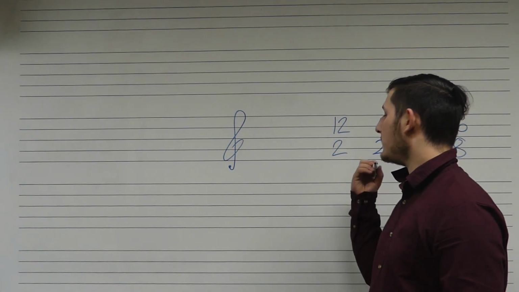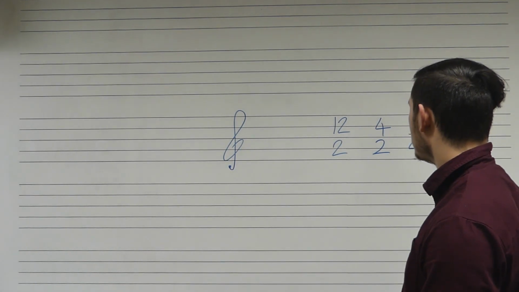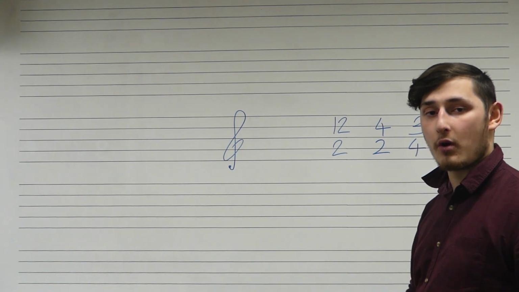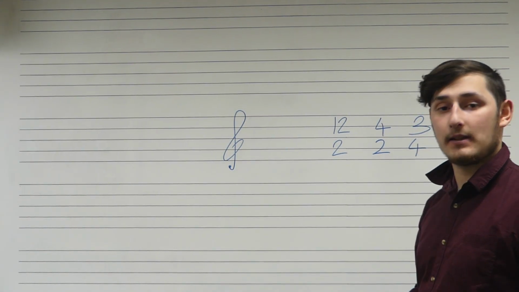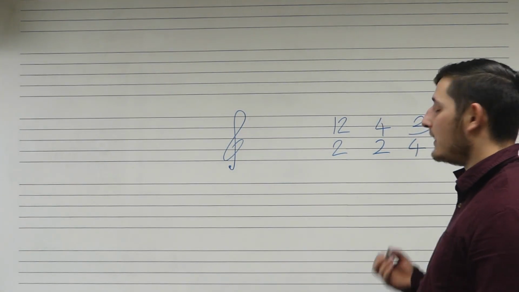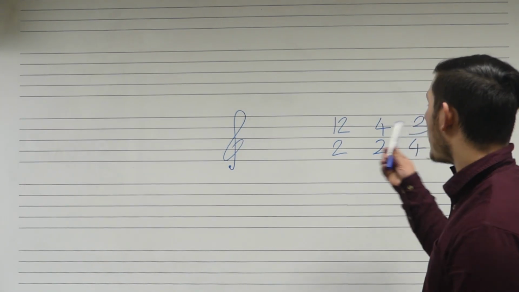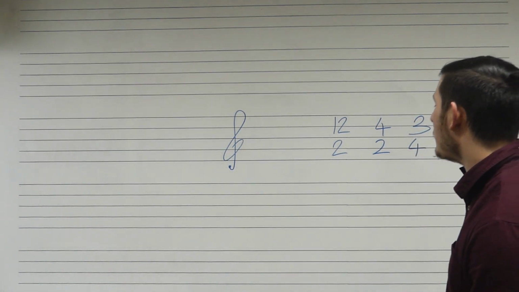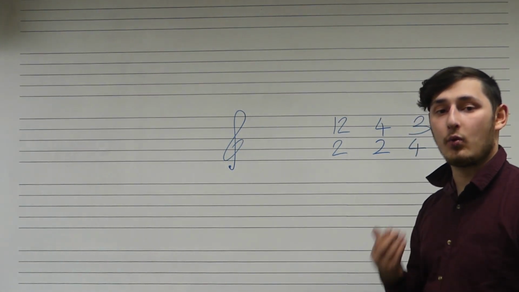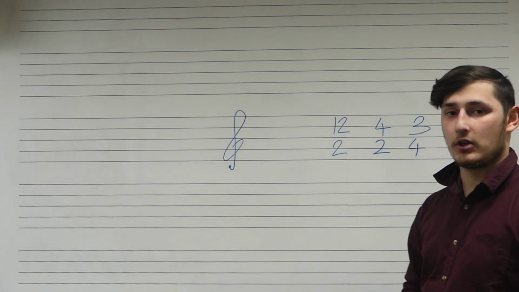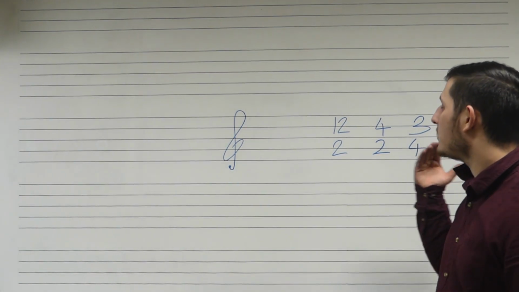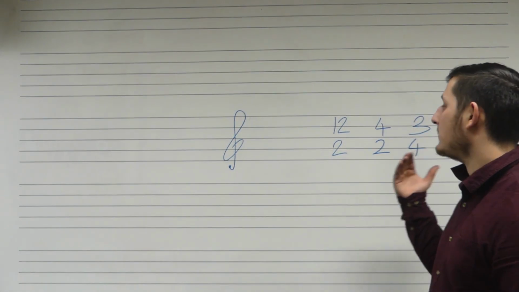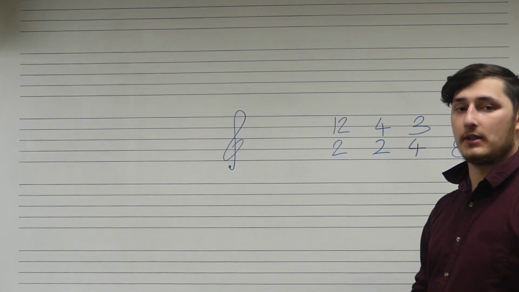Next we have a 12/2 time signature. The top value determines if we have a compound or a simple time signature. In this case, we have a compound time signature. The 12 also determines that we have a quadruple time signature. Therefore, 12/2 is a compound quadruple time signature.